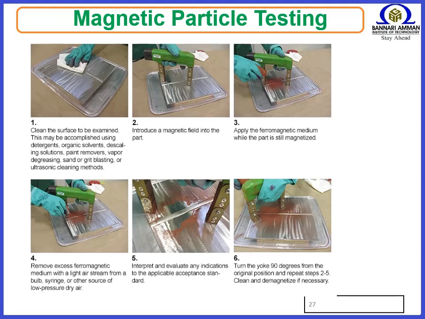Interpretation. After applying the magnetic field, indications that form must be interpreted. This process requires that the inspector distinguish between relevant and non-relevant indications. Demagnetization.